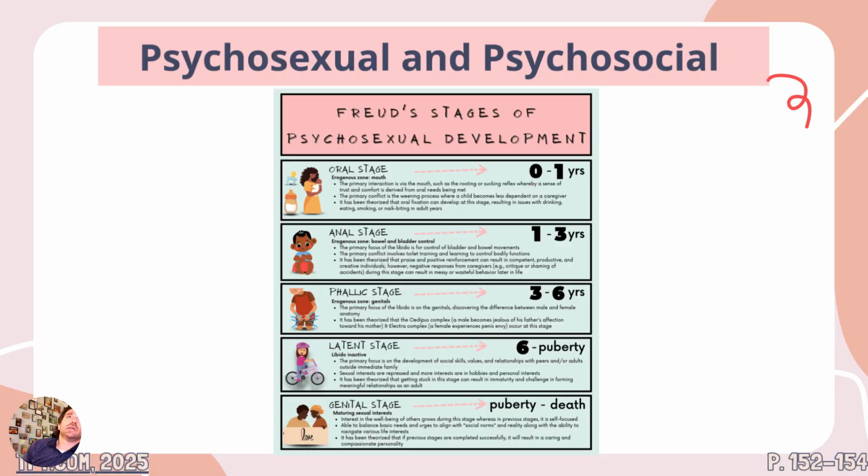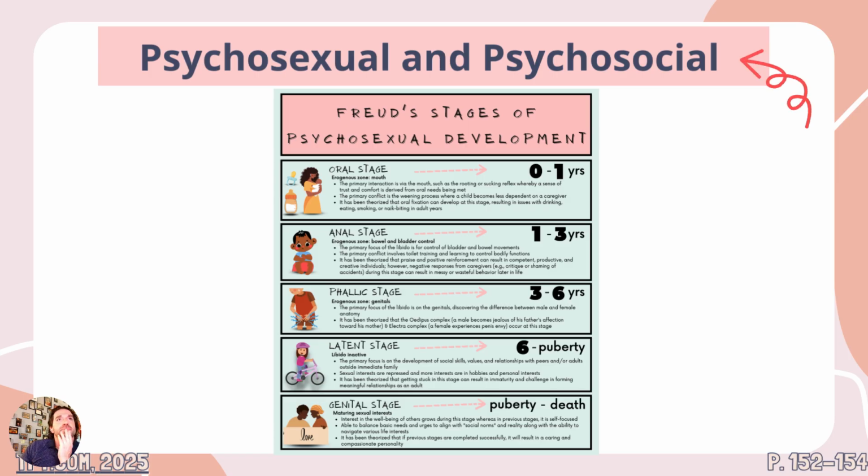So, the oral stage, the primary interaction is via the mouth, sucking or rooting reflex, where a sense of trust and comfort is delivered from oral needs being met. So that's a bottle, it's breastfeeding, sucking your thumb, things like that. The anal stage, control of the bladder and bowel movement. This is where we have that conflict of potty training. Any of us that have kids know it's fun.